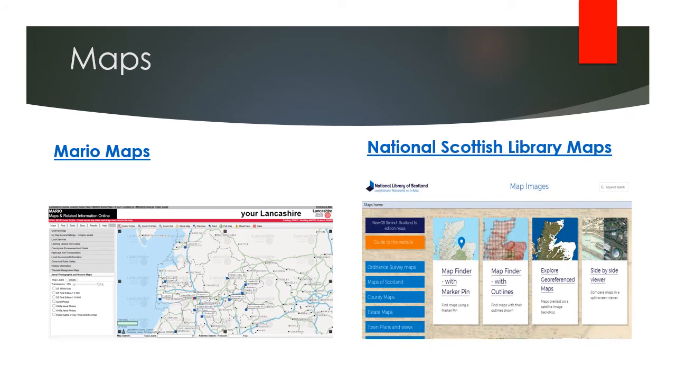Another great resource is the National Library of Scotland. The Map Images resource allows you to access and view all the maps they have scanned as high-resolution, colour zoomable images. The maps date from between 1560 and 1970 and include maps of England and Great Britain.